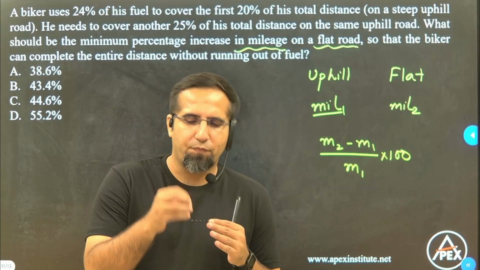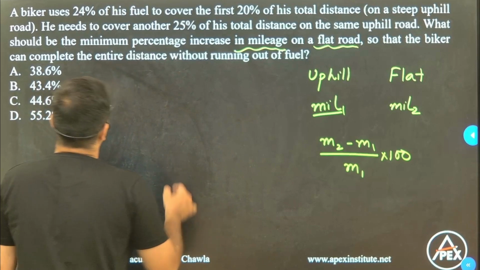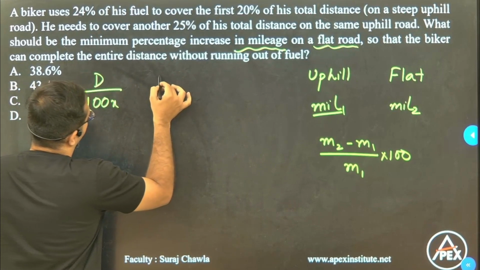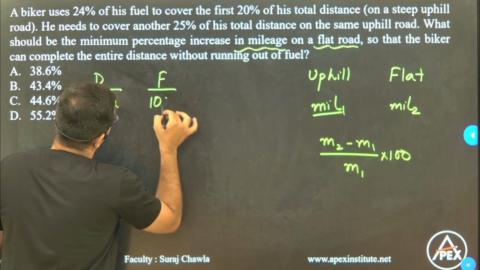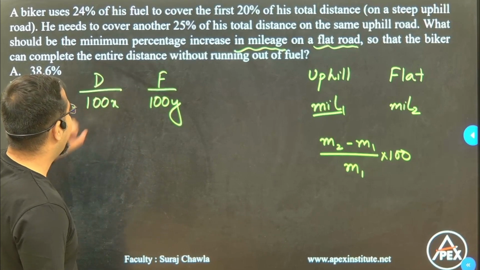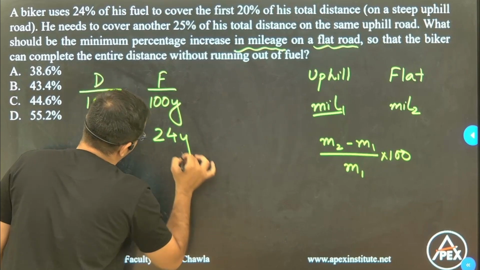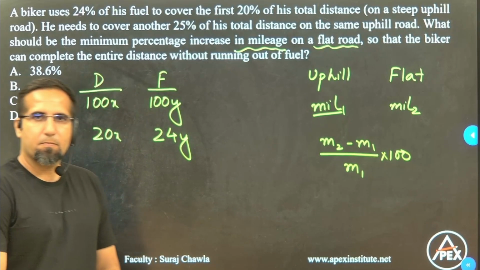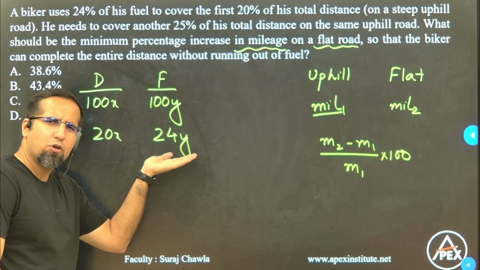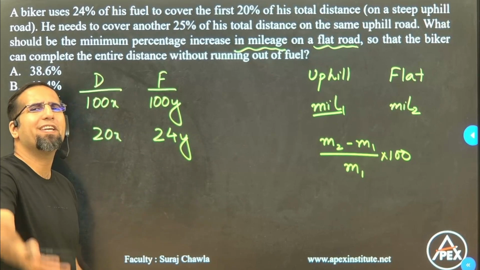ठीक है? अब हमको fuel भी percentage में दिया हुआ है, distance भी percentage में दिया हुआ है. Let's handle this. So let me assume that the total distance that he wants to cover is equal to 100x and the total fuel that he has in his tank is equal to 100y. ठीक है? अब पहले तो उसने 20x डिस्टेंस है वो 24y लीटर्स ऑफ फ्यूल में उसने खत्म किए. तो अगर रफली हम अज्यूम करते हैं 1x किलोमीटर he has taken 1.2y. Easy conversion. Per kilometer he is taking 1.2 liters of fuel.